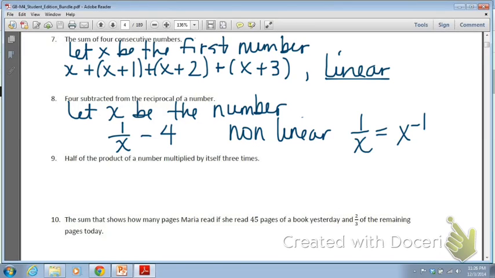Okay, so check your work here. 4 subtracted from the reciprocal of a number. We're going to let x be the number. So the reciprocal of a number would be 1 over x. And then 4 subtracted from that would be 1 over x minus 4. This expression is nonlinear because 1 over x is the same as x to the negative 1, and that is not a power of 0 or 1. So it's nonlinear. All right, let's look at the next one.